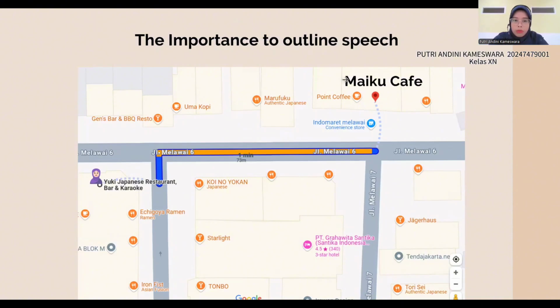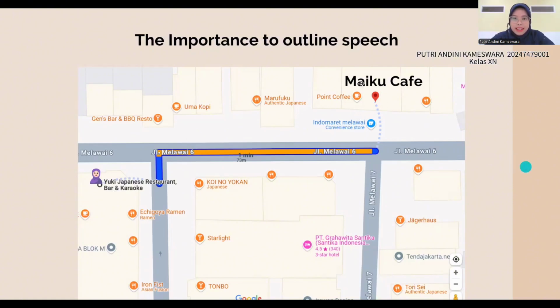As someone going to a place for the first time, having access to a road map or an application like Google Maps is very helpful to guide me. This situation is related to our topic today, that is outlining a speech. Just as a roadmap prevents us from getting lost, an outline prevents our ideas from becoming scattered or confusing to the audience. As you can see based on the maps here, this is me, the one in the hijabi emoji, and at the moment I am here at Yuki Japanese restaurant, and this is my destination, which is Meiko Cafe.